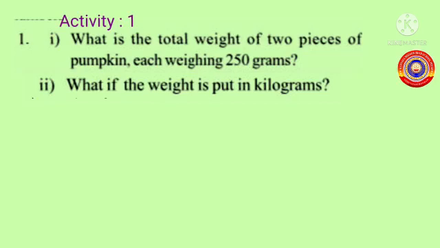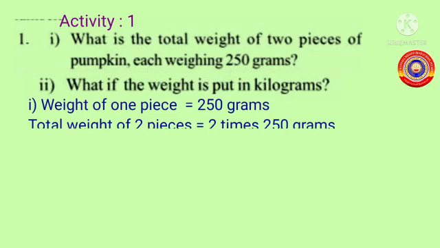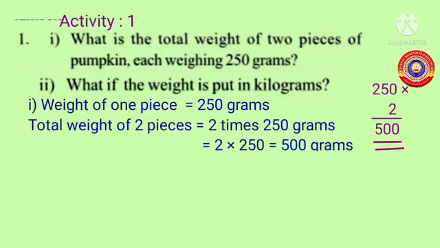Weight of one piece is equal to 250 grams. Then the total weight of 2 pieces is equal to 2 times 250 grams. That is equal to 2 multiplied by 250 grams. That is equal to 500 grams.